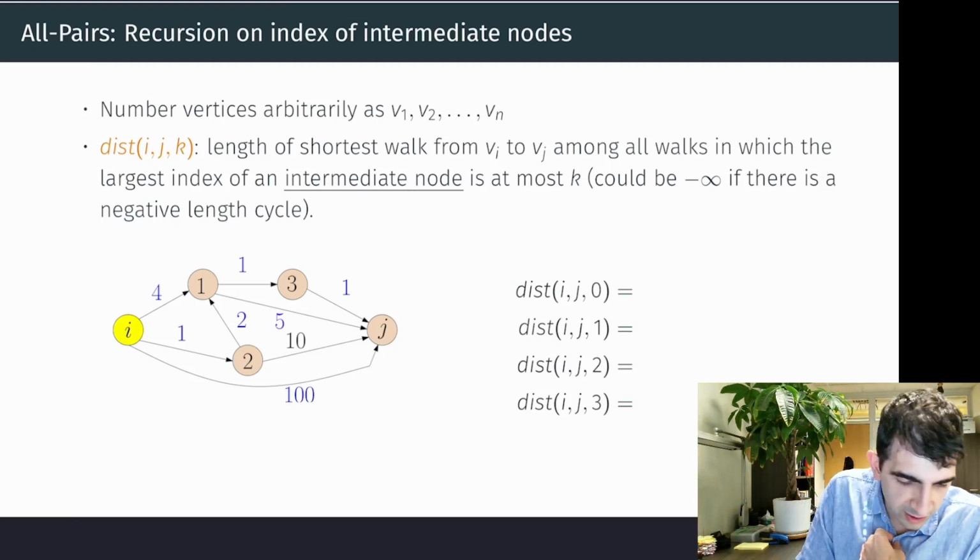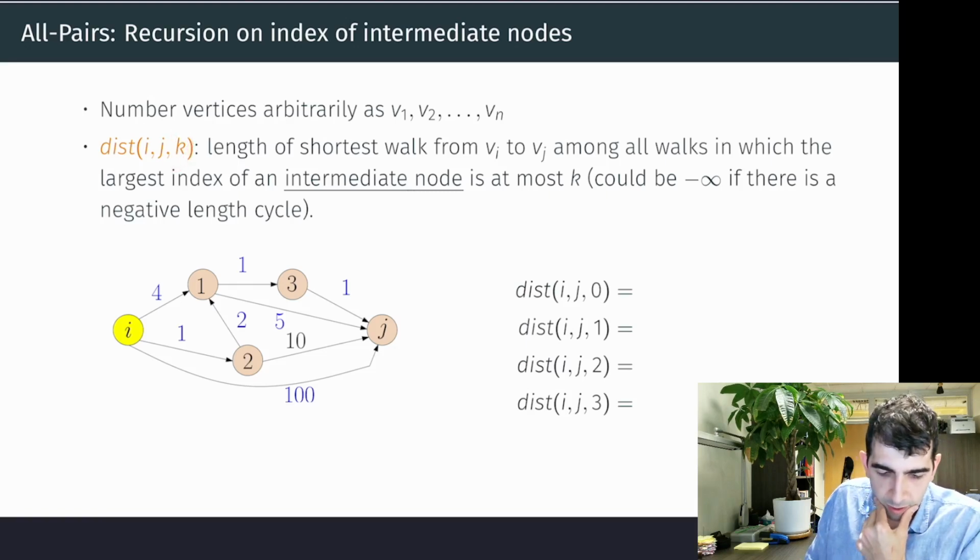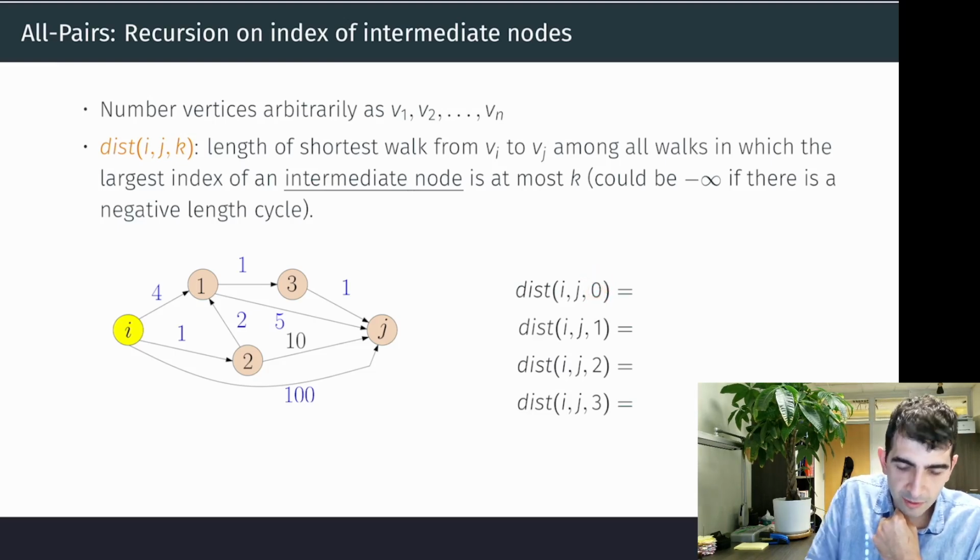So we define this function, distance i j k, the distance from vertex i to vertex j using the vertices 0 through k, or 1 through k if you're using one indexing. Yeah, you're using one indexing. Okay, so what is the distance from i to j if you're using none of the intermediate vertices? The distance is 100, right? It's this edge right here.